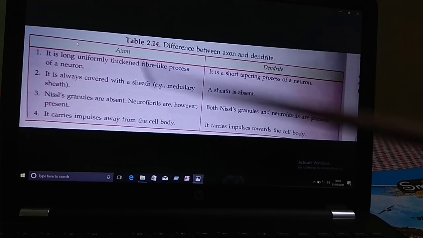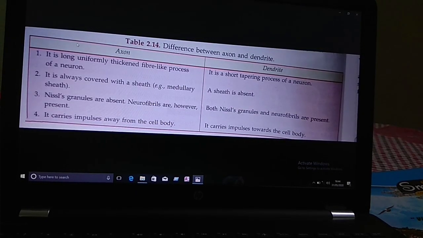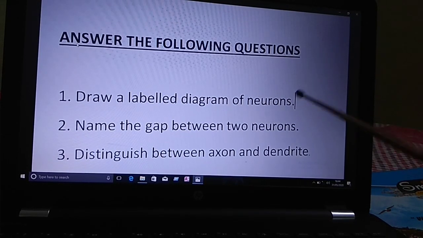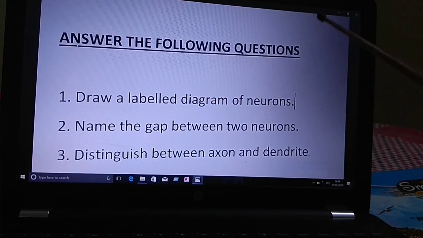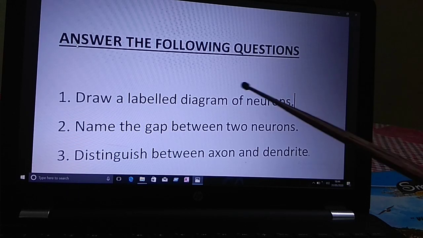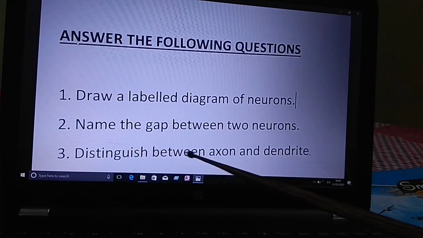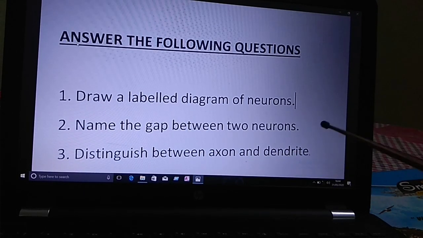So children, go through all this and answer these questions. Draw a labeled diagram of a neuron. If you have already done it, avoid it. Otherwise, you have to do it in your copy. Name the gap between two neurons. Distinguish between axon and dendrite.